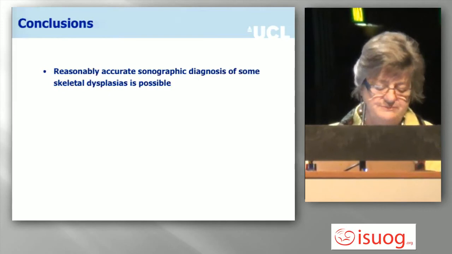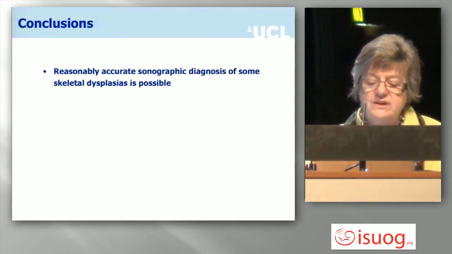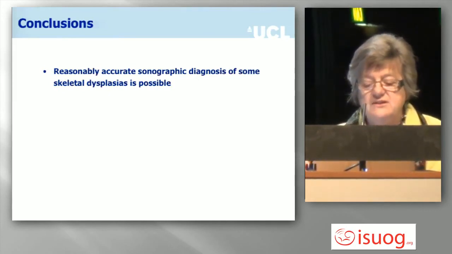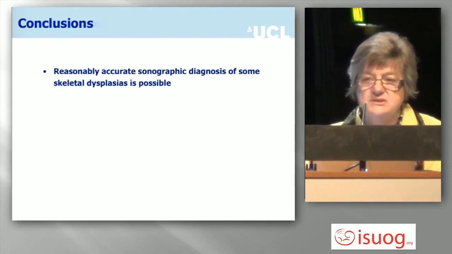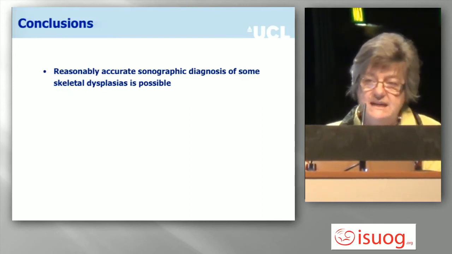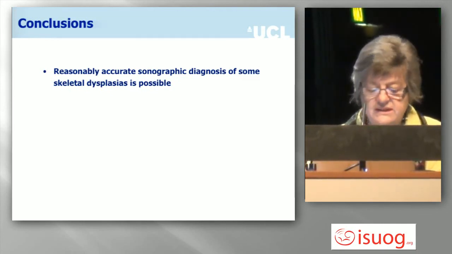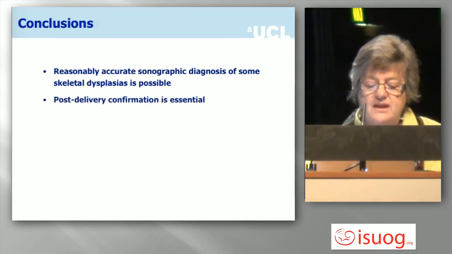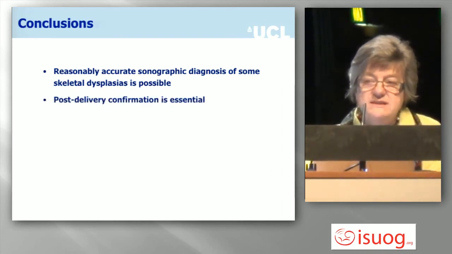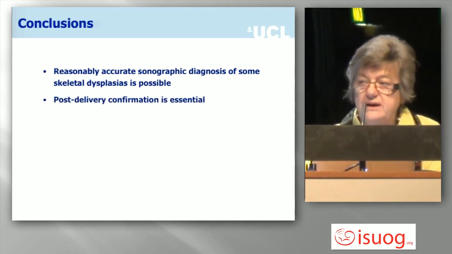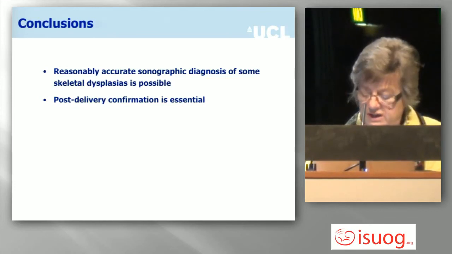So in conclusion, reasonably accurate sonographic diagnosis of some skeletal dysplasias is possible. Now, there are many, many skeletal dysplasias, not all of which, of course, present prenatally. So making a definitive diagnosis can be difficult, but we do need to do our best if we can. Post-delivery confirmation is absolutely essential, either using molecular methods or by post-mortem and radiology, in order to advise parents of recurrence risks.